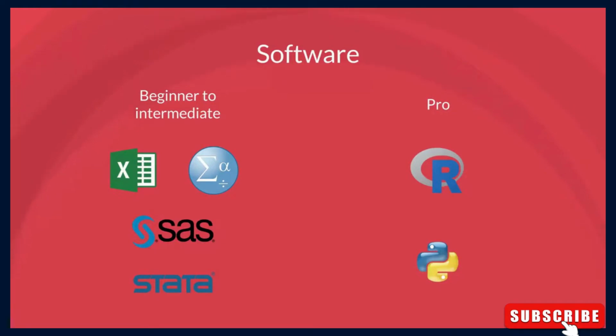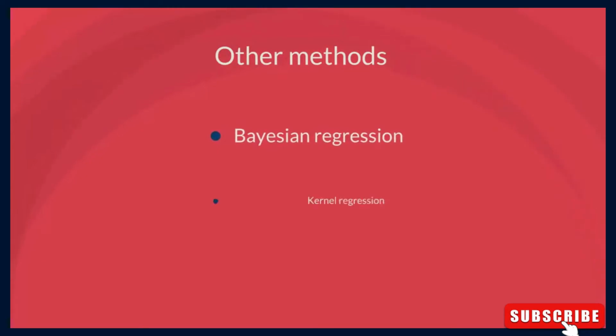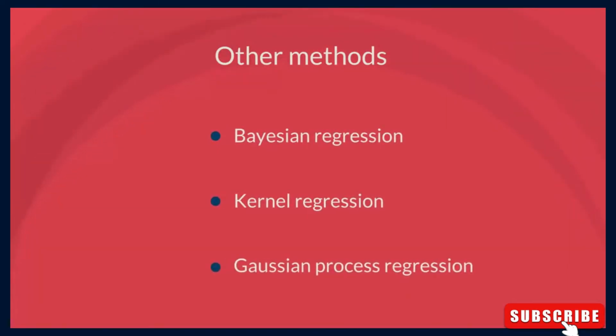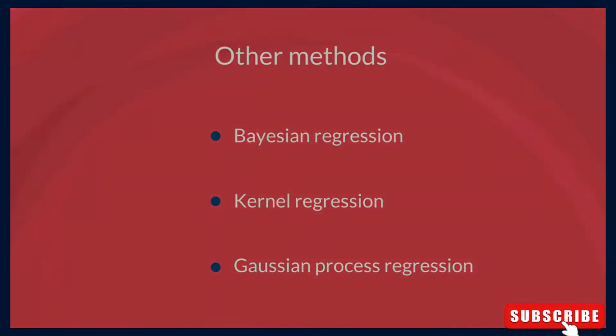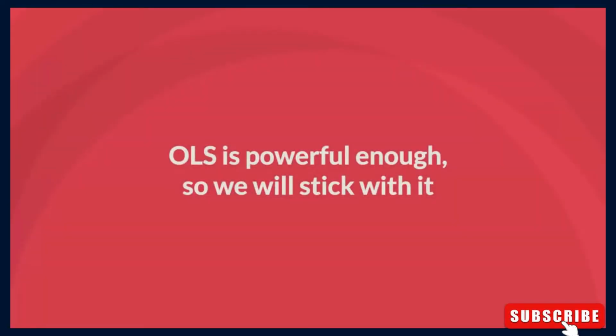Finally, we must note that there are other methods for determining the regression line. They are preferred in different contexts. Such examples are the Bayesian regression, the kernel regression, and the Gaussian process regression. However, the least squares method is simple, yet powerful enough for many, if not most problems. We will stick with it.